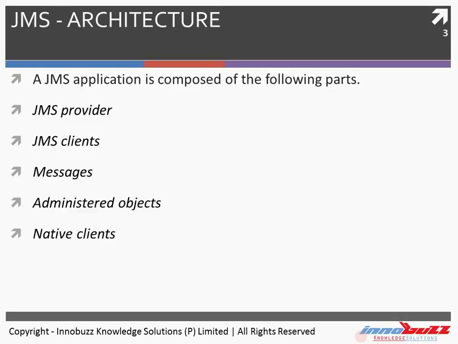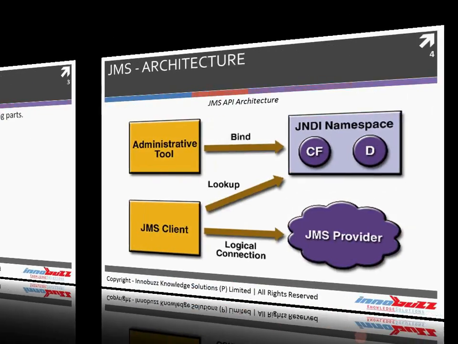Native clients are programs that use the messaging product's native client API instead of the JMS API. An application first created before the JMS API became available and subsequently modified is likely to include both JMS and native clients. These are the components which are very well composed in any JMS application. So let's see the architecture composing these components or parts.